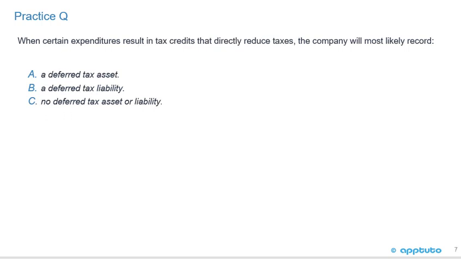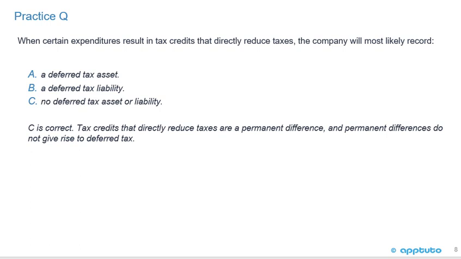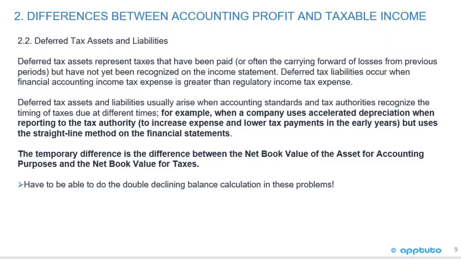Another practice question. When certain expenditures result in tax credits that directly reduce taxes, the company will most likely record A, a deferred tax asset, B, a deferred tax liability, or C, no deferred tax asset or liability. Okay, this is a good question. C is correct. Tax credits that directly reduce taxes are a permanent difference, and permanent differences do not give rise to deferred tax. Deferred tax assets and liabilities.